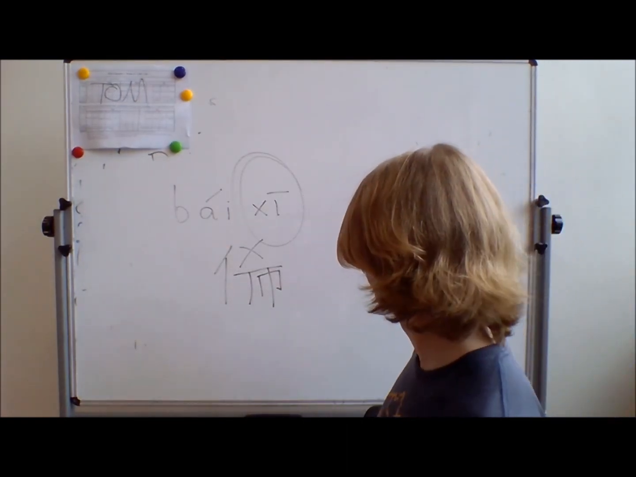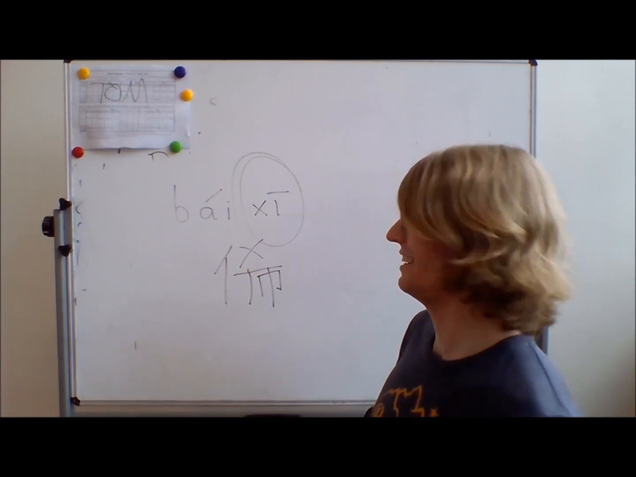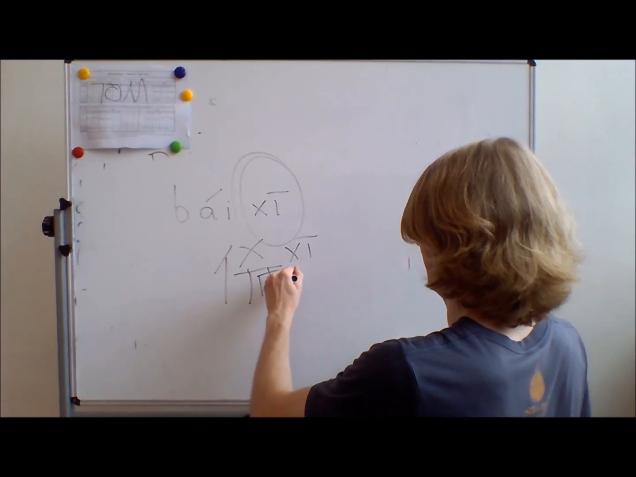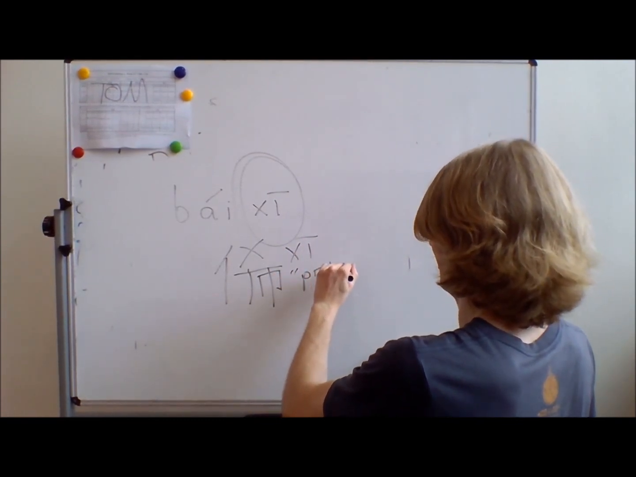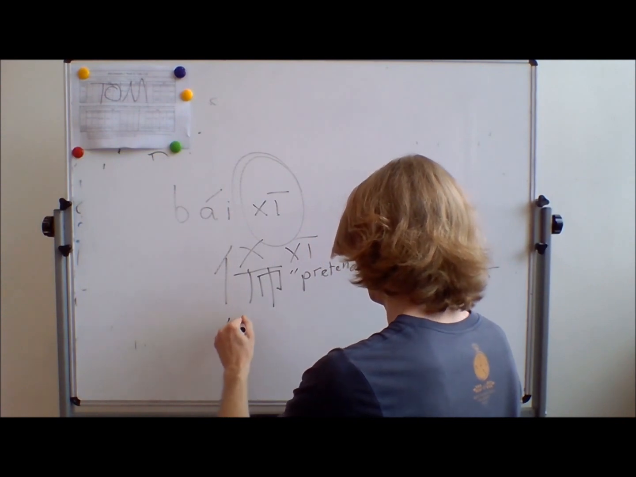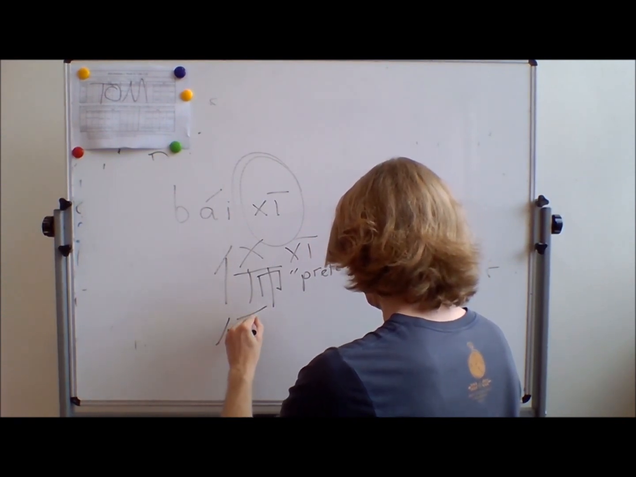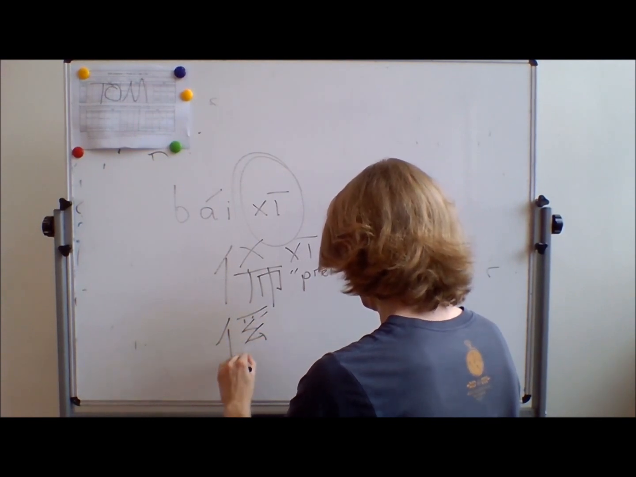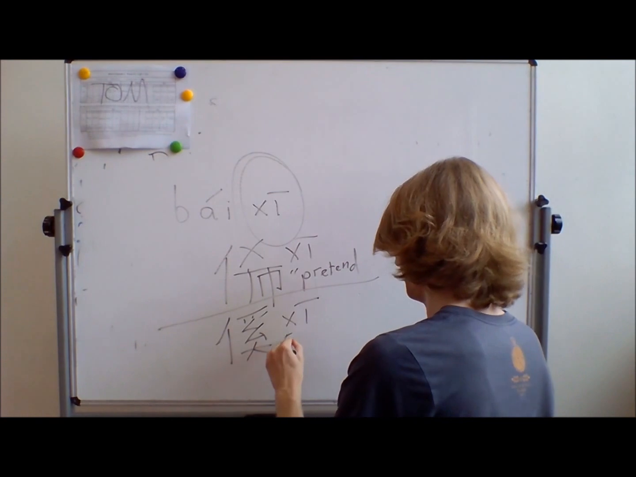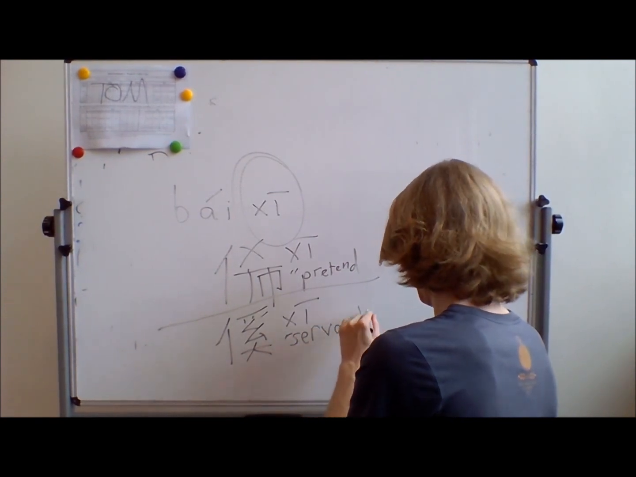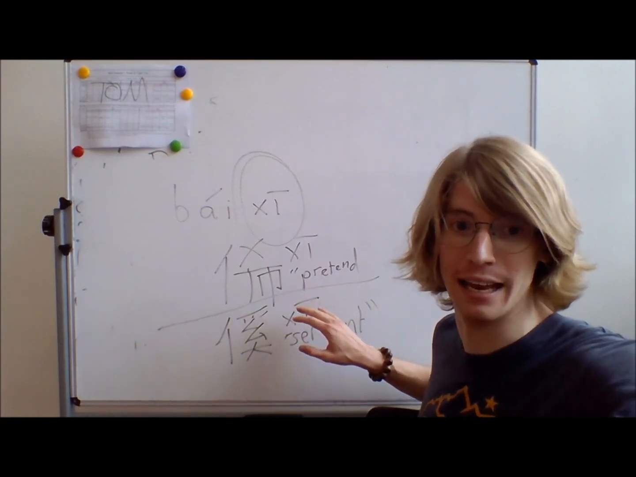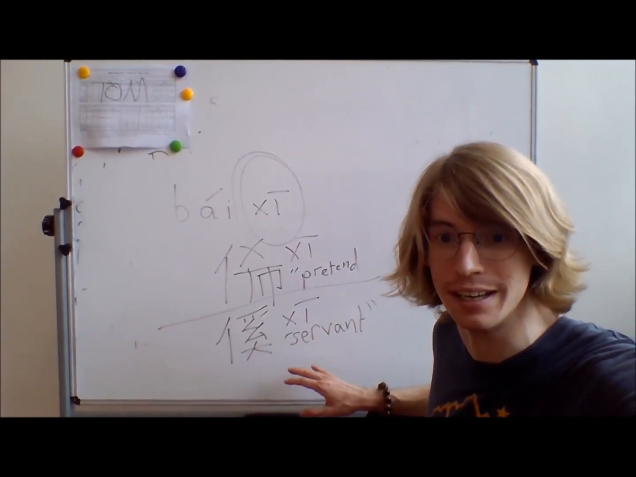Here's the first one, okay? Shi, there we go. Shi meaning to pretend, all right? So this is shi meaning pretend. We also have shi meaning servants. Okay, so we have two shi's already with the same tone and the same pronunciation. Shi meaning to pretend. We also have the second shi meaning a servant, right?